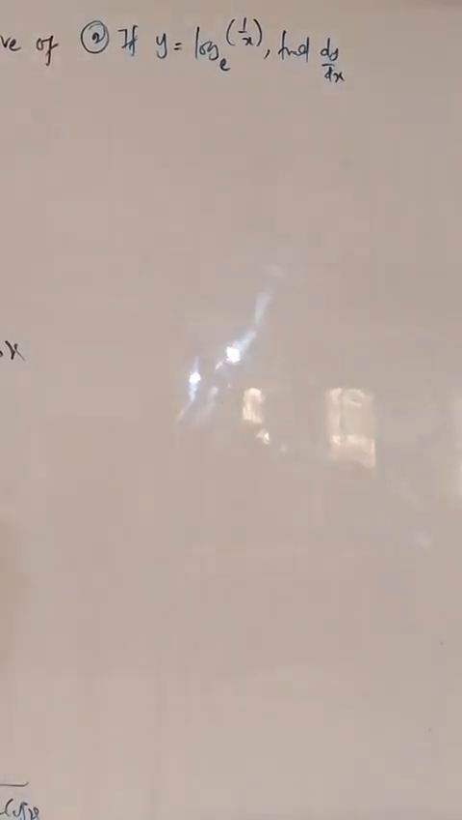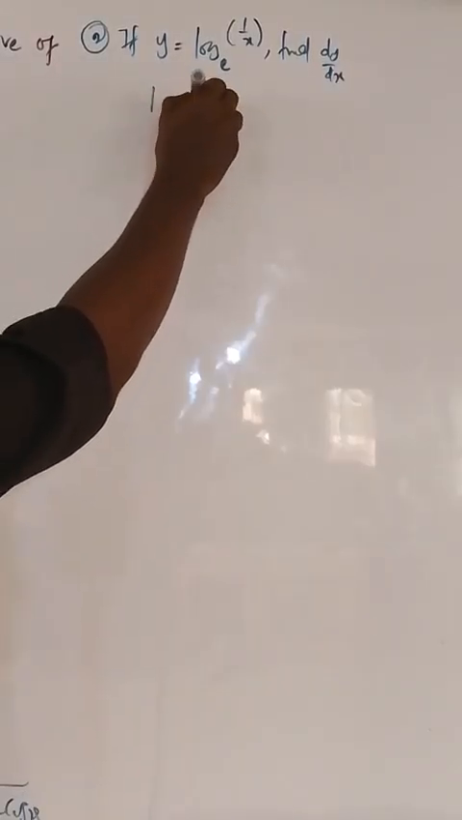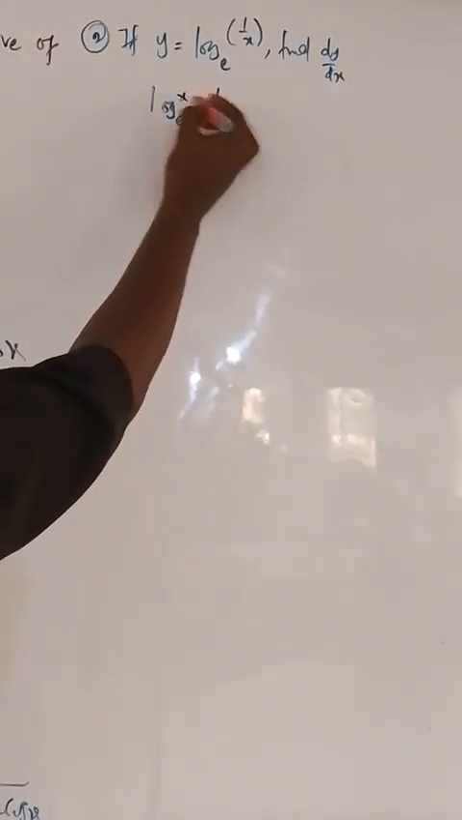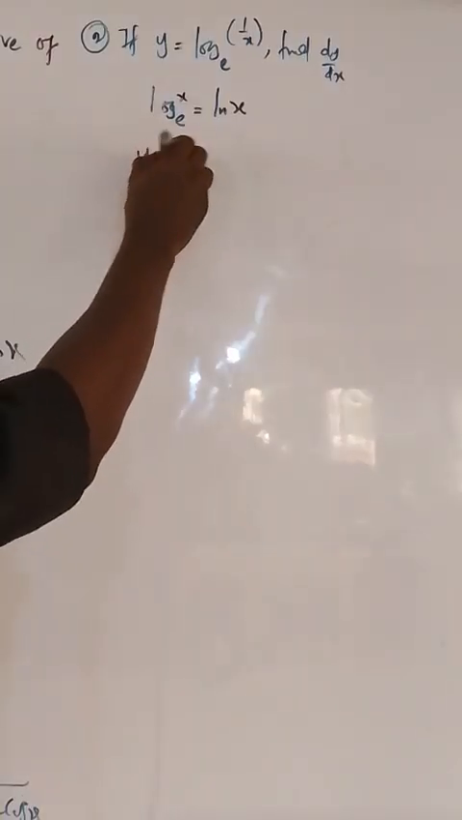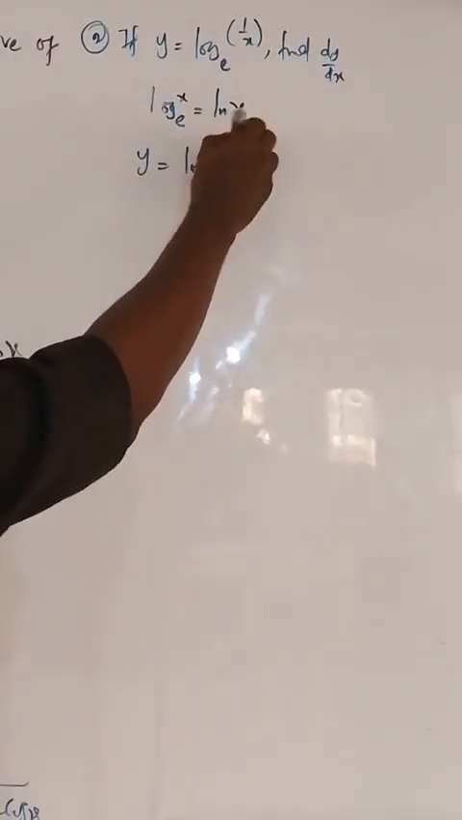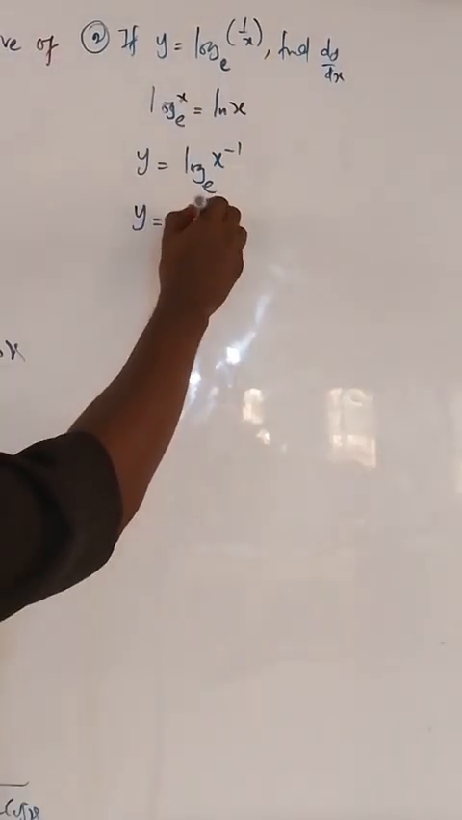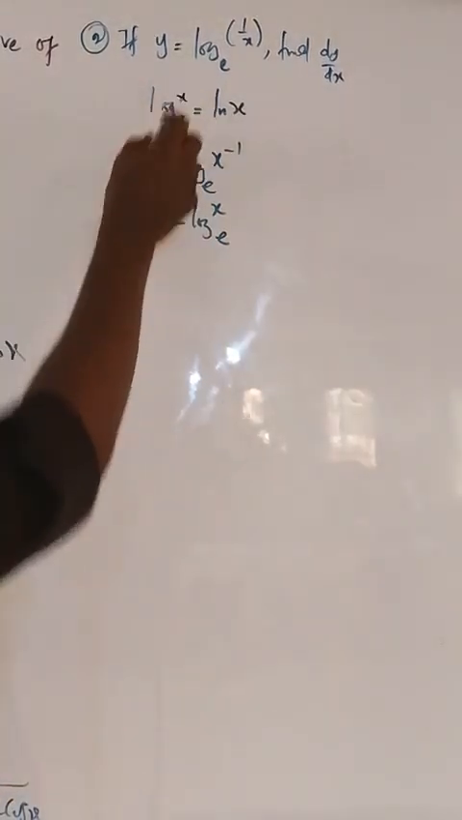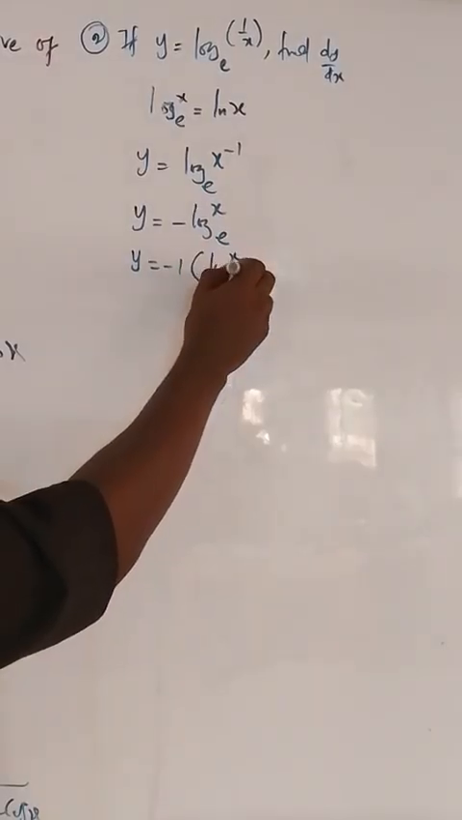For this question, if log to base e of 1 over x is y, find dy/dx. First, we should know that log base e is also written as ln. So I can write the equation as y equals log base e of x to the power minus 1. The minus supposed to come to the front: minus log to base e of x, that is minus 1 into log x base e.